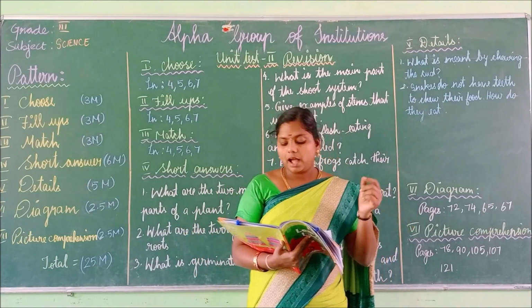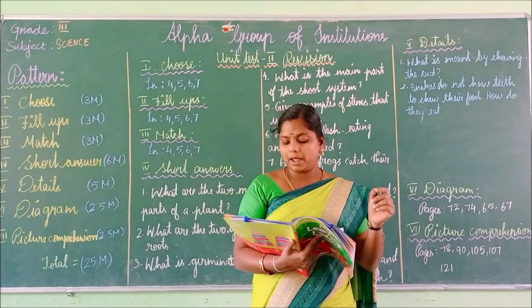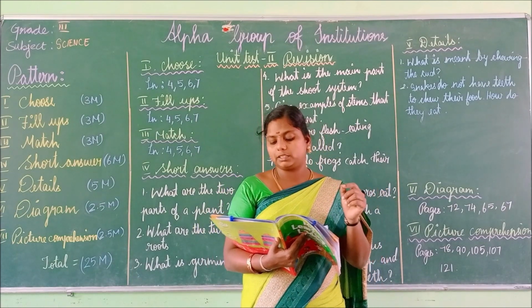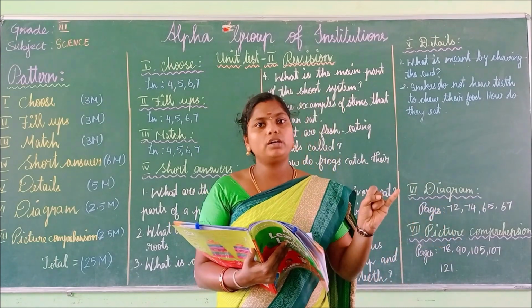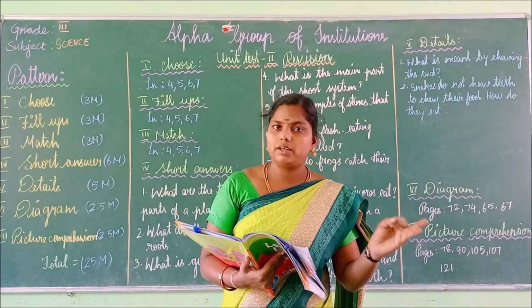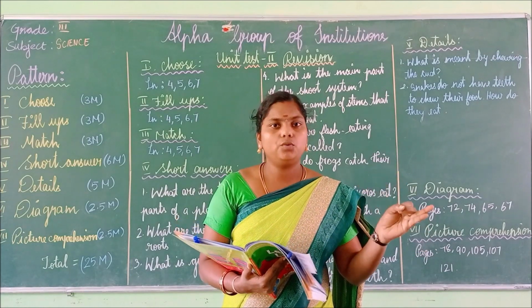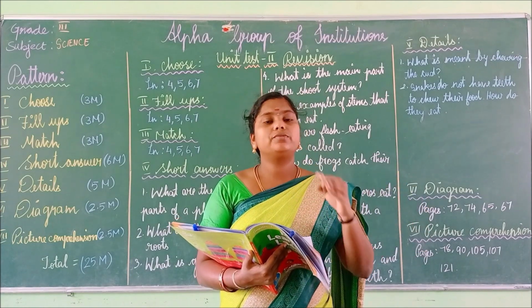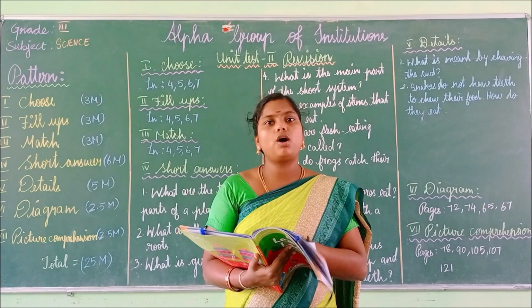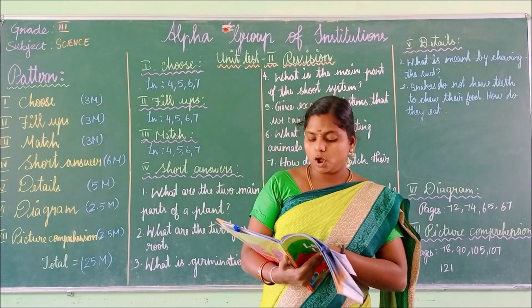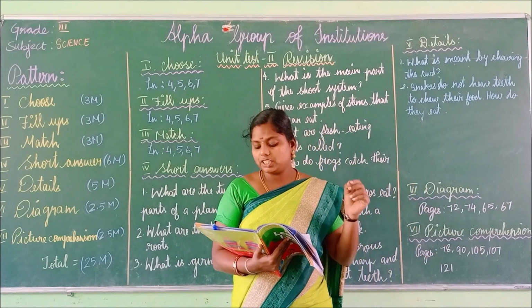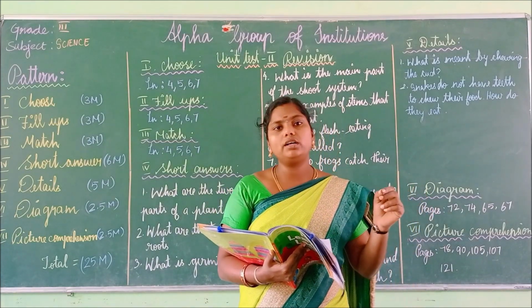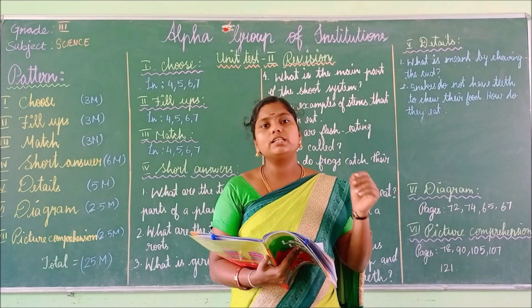Third one, animals that eat both flesh and plants are called dash animals. So here, when it eats only plants, they are called herbivores. When it eats only flesh of other animals, it is called carnivores. The animals which eat both plants and flesh are called omnivores. So the answer is omnivores.